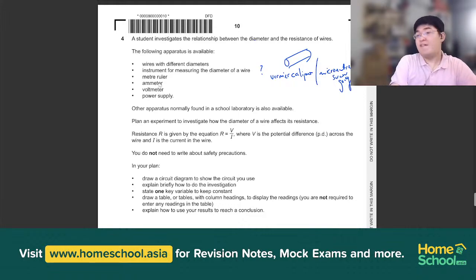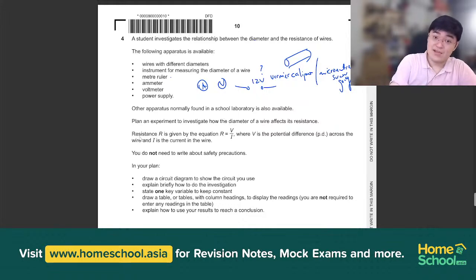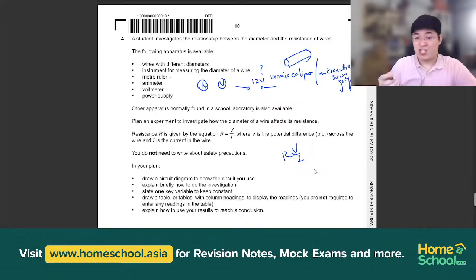Then we have a meter rule, an ammeter, a voltmeter, and a power supply. We don't know what the power of it is yet. Other apparatus are given as well. You are to state what additional apparatus you need. So, we are to plan an experiment to investigate how the diameter of a wire affects its resistance. Of course, you're also given R equals V over I, Ohm's law, where V is the potential difference across the wire and I is the current going through the wire.